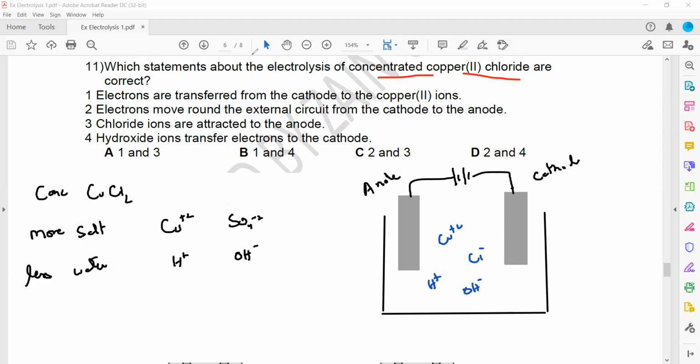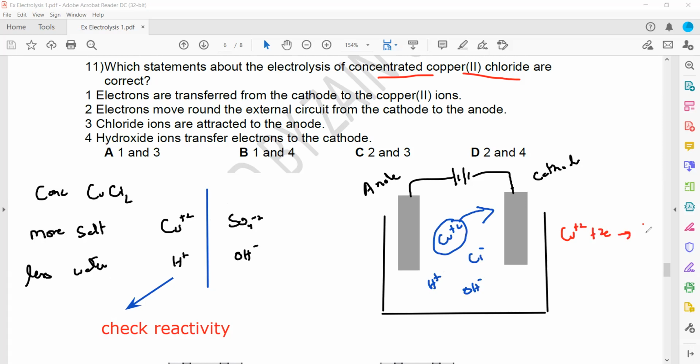For positive ions, what is the criteria? For the positive ion, we always check reactivity. That is the correct criteria for the positive ion. So which positive ion will move? The copper. That's good. So basically the copper ions are attracted towards the cathode. As the copper ions are attracted towards the cathode, they will take 2 electrons and turn into a copper atom.